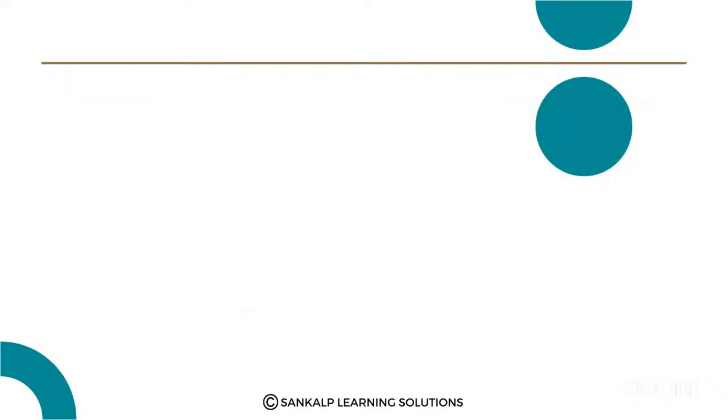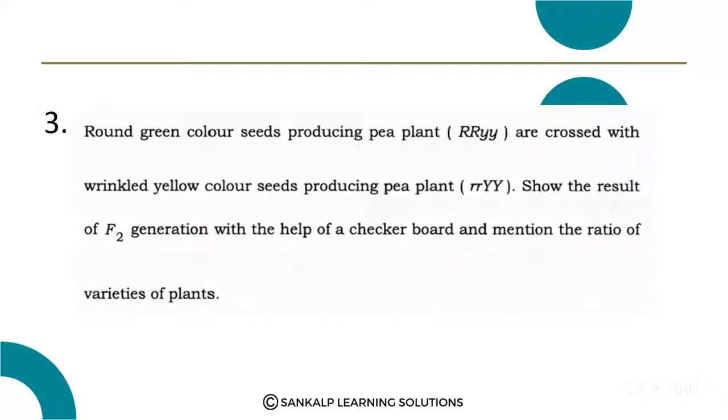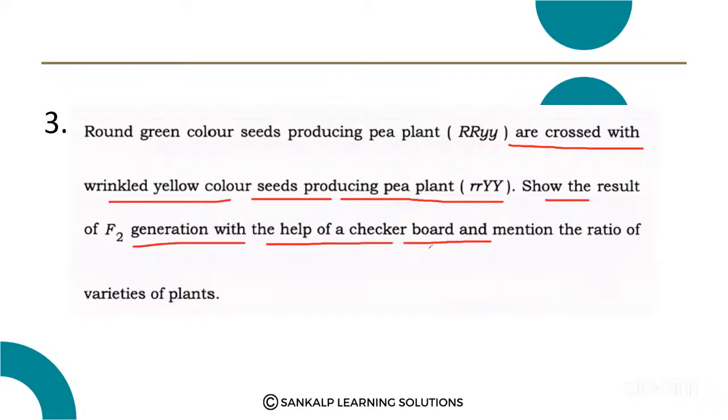Next question. Please note this question. Round green color seed producing pea plants are crossed with blue color seeds producing pea plants. Show the result of F2 generation with the help of a checkerboard and mention the ratio of varieties of the plants. Okay.